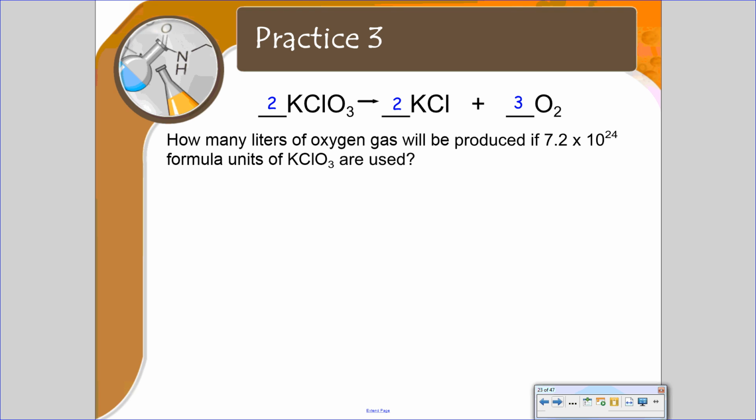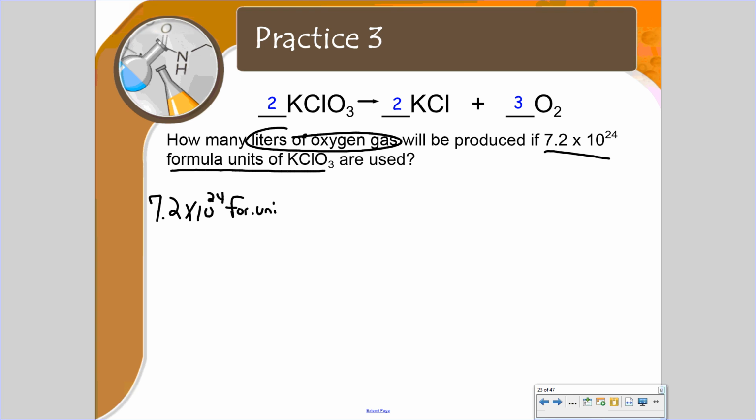The next one is referring to that same problem. So I went ahead and have the reaction already set up for you. It says how many liters of oxygen gas would we produce if 7.2 times 10^24 formula units of potassium chlorate are used. So we'll start by writing down 7.2 times 10 to the 24 formula units of KClO3. And then whatever unit's up top comes down on bottom.